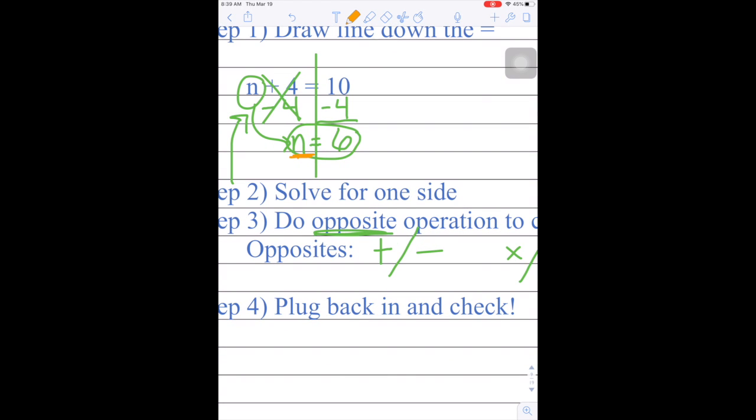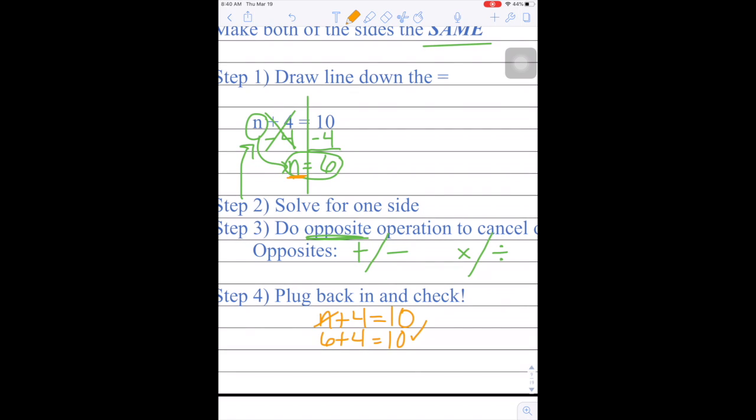So the original equation was n plus 4 equals 10. So I'm going to plug it in, substitute. I'm going to say 6 plus 4, and does that equal 10? Yep, it worked. I know I have the right answer because it fit the equation. It made the equation true.